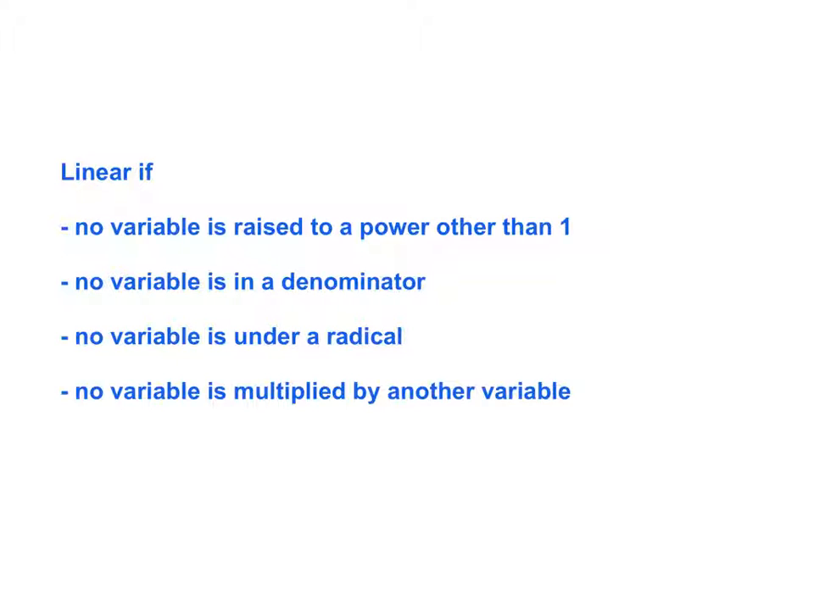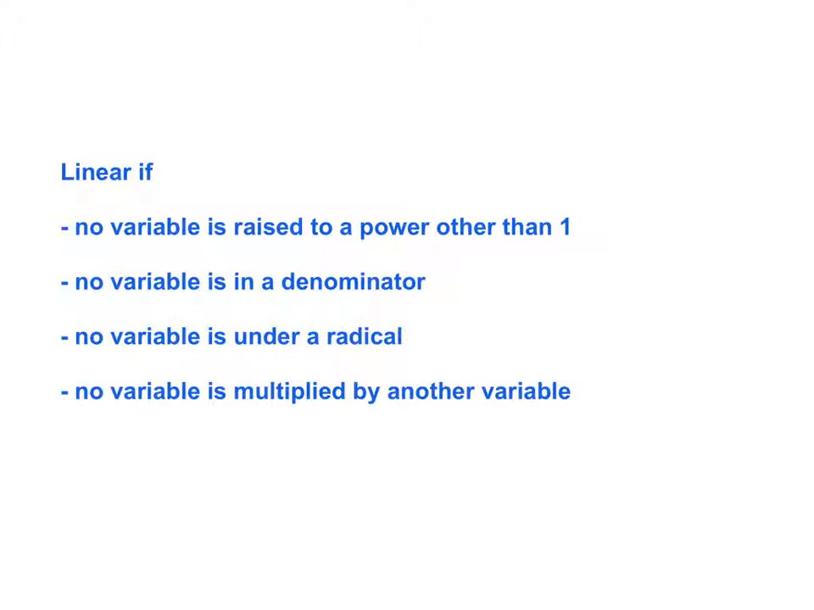So on a test or quiz, if it is linear and you have to explain why, you say yes, it's linear, and then you have to write those 4 things down. And you're going to have to learn them. You're going to have to memorize them. And let's just go through it real quick. No variable raised to a power other than 1. No variable in a denominator. No variable under a radical. No variable multiplied by another variable.